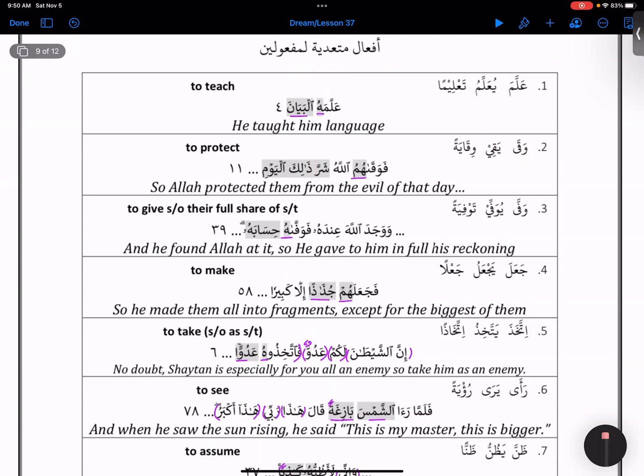So now, 'allamahul bayan. So how can we label this 'allamahu? Who is the na'ib fa'il? No, first you need, sorry, the 'allama. Oh, 'allama, fi'l madi. And who is the maf'ul bihi? No, Humaira, I want to know about 'allama first. Just fi'l madi is not good enough, right?